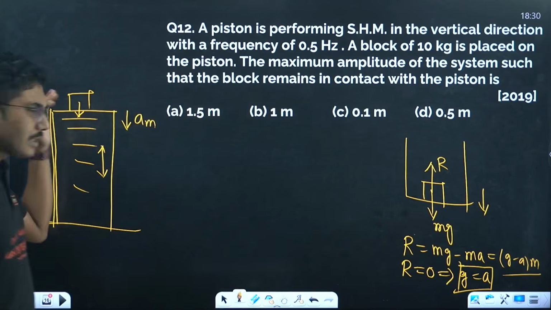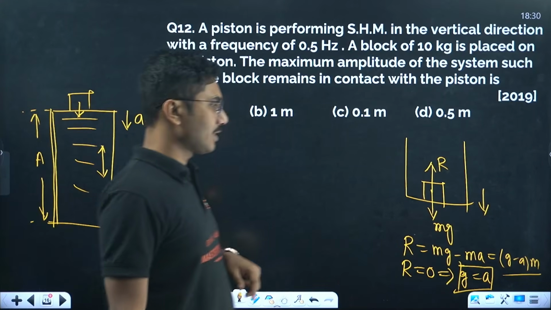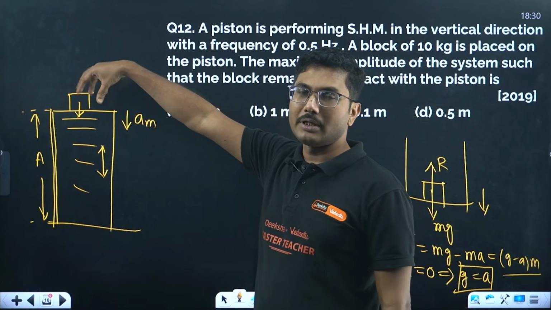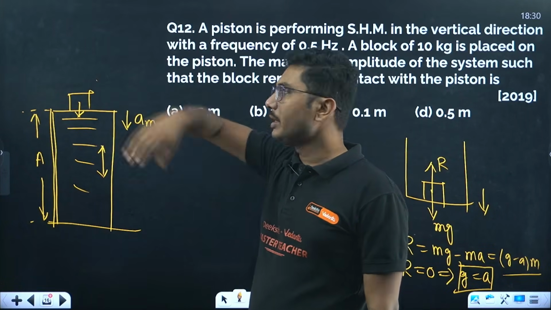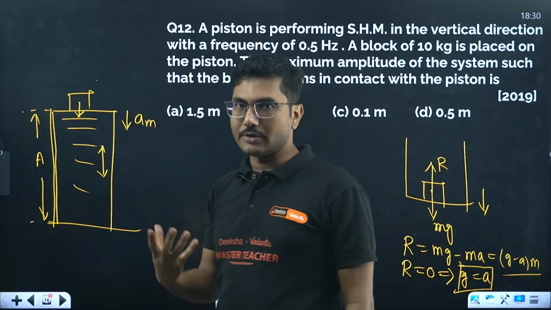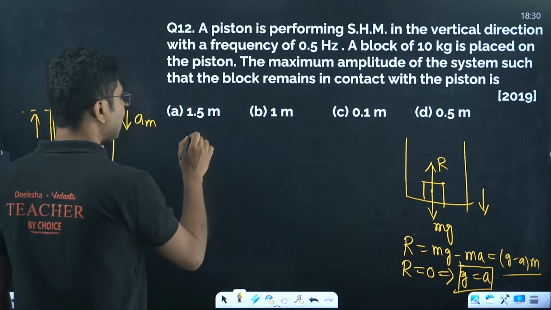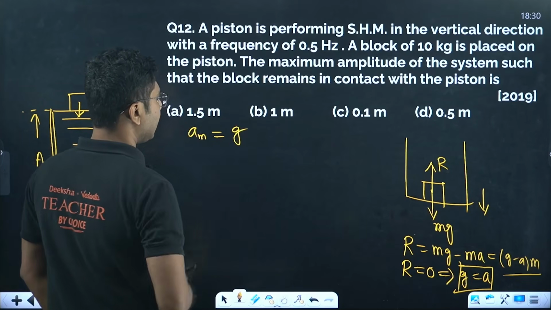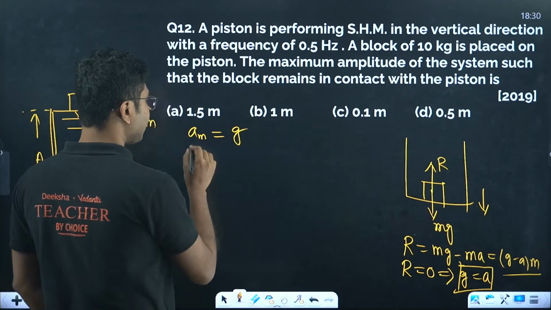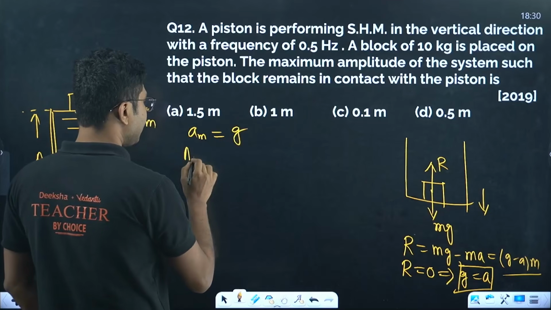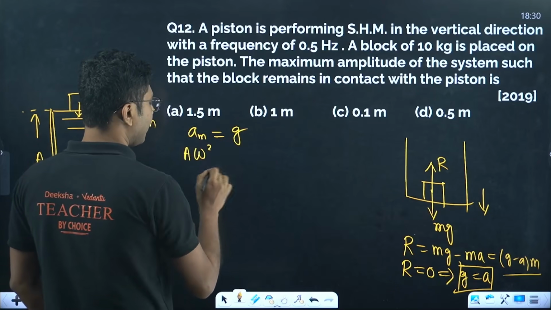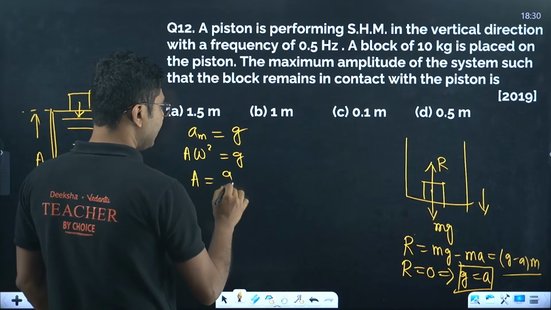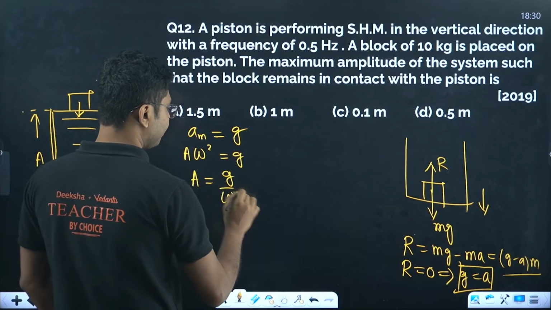But here the piston can go faster than gravitational acceleration as well, and if it is going at that acceleration, then the object will no longer be in contact. No friction required, only the concept of acceleration is sufficient. So we can say that the maximum acceleration of the piston must be equal to gravitational acceleration. Now what is the formula for maximum acceleration? Maximum acceleration is A omega square. Right? So maximum amplitude will be g by omega square.